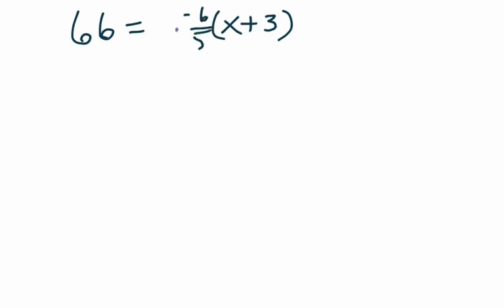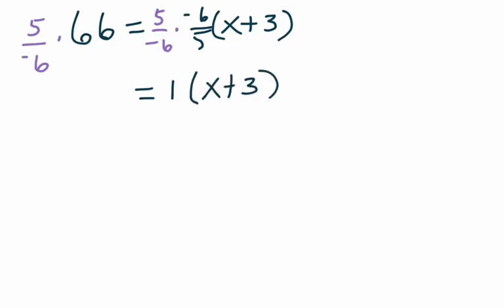So I'm just going to move it over a little bit, like so. And I'm going to go ahead and multiply by the reciprocal, which would be 5 over negative 6. And I have to make sure I do the same thing on the other side. Right here, this will be negative 30 over negative 30, and anything divided by itself is 1. On the left-hand side, I'm going to do the division first. So 66 divided by negative 6 is negative 11, and negative 11 times 5 is negative 55.